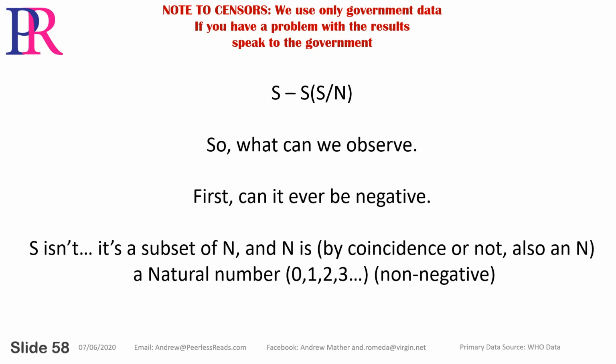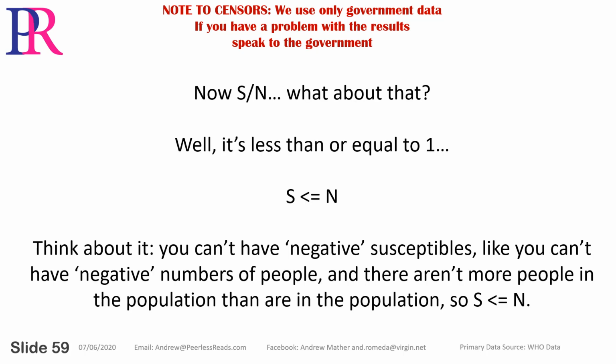First, can it ever be negative? S is a subset of N, and N is a natural number, 0, 1, 2, 3, etc., non-negative. Now S over N, what about that? Well, it's less than or equal to 1. Think about it. You can't have negative susceptibles, like you can't have negative numbers of people, and there aren't more people in the population than there are in the population. So S is less than or equal to N.